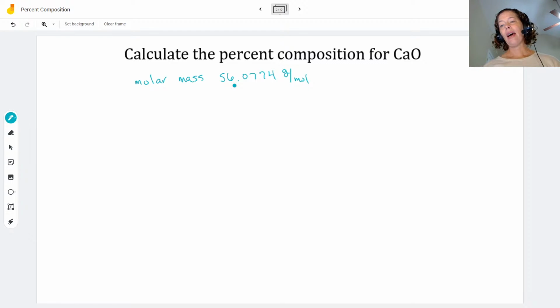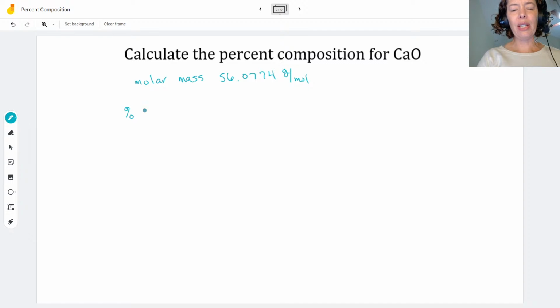Now, one reason why I wanted to start with this problem is you think, oh, we've got a compound, it has two different elements. I bet this is 50-50, right? Half of it's going to be calcium and half of it is going to be oxygen. But that turns out to not be the case because, of course, calcium and oxygen have different molar masses, so they are going to compose a different percent of this molecule.